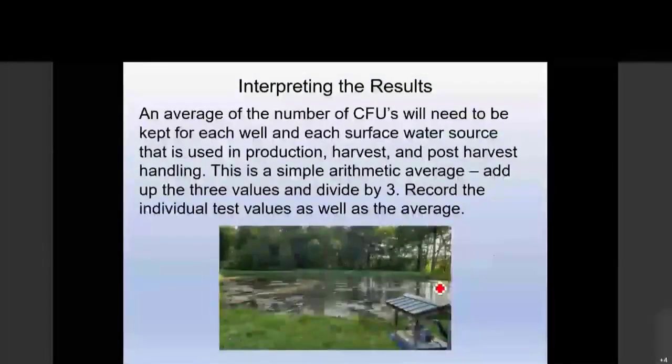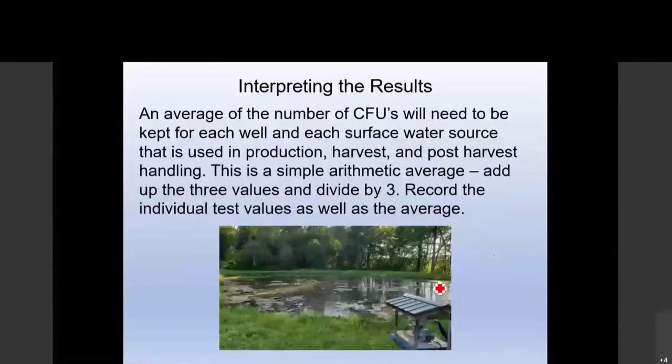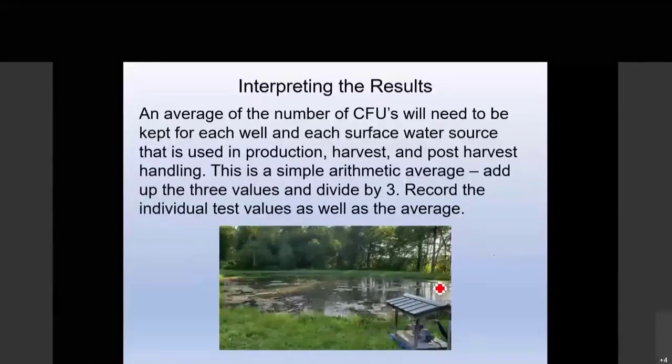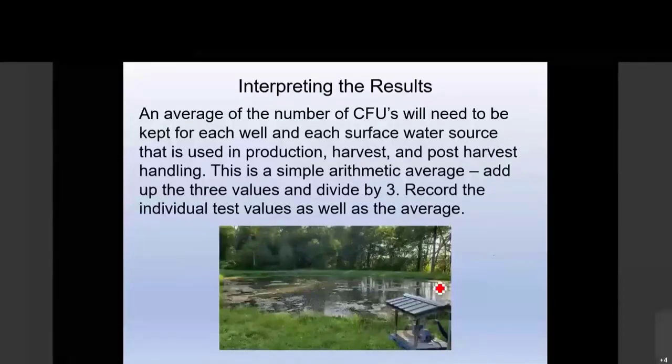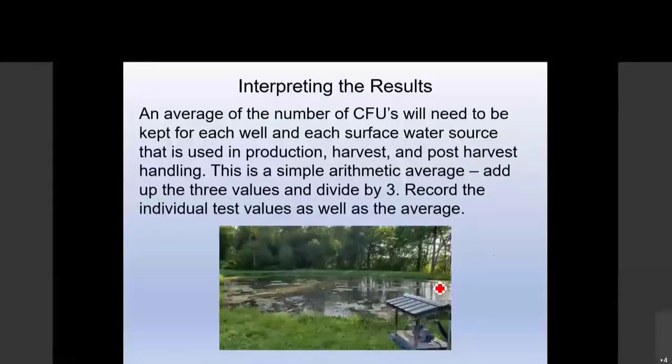So you're going to get values expressed in CFUs or MPNs, and this is going to be for each well and each surface water source that you have. You're going to want to record those numbers, at least 3 by GAP standards, and you're going to want to take a simple arithmetic average. So you want each value and the simple arithmetic average. So you're going to add those 3 up, divide by 3. You want to record the test values as well as the average, because it depends on what you're doing with the water as to how those values are going to impact it.